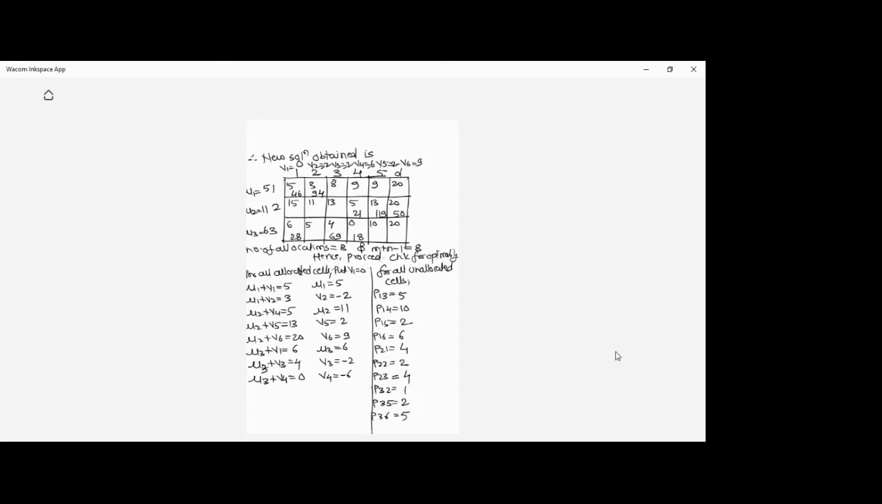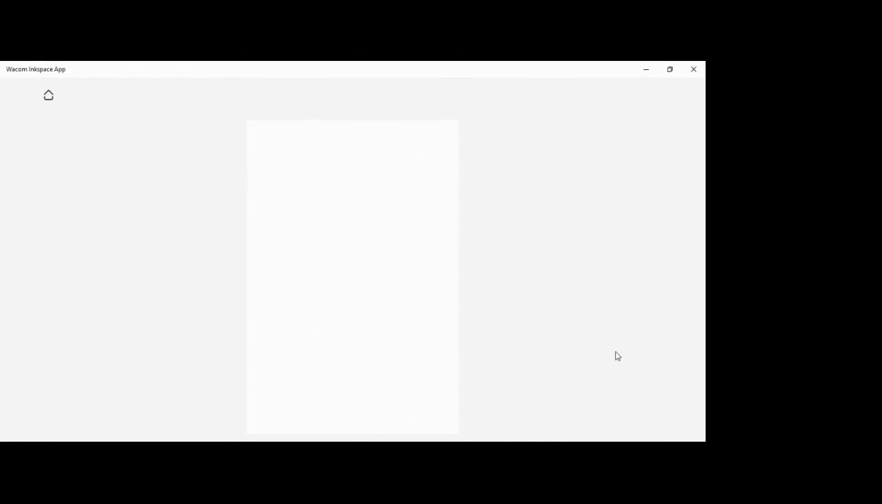Right? So here what you can say is that all cell evaluations are positive. Hence, the optimal solution is reached. Right? So now I'll be copying the optimal solution again here, because I require a point to be explained.